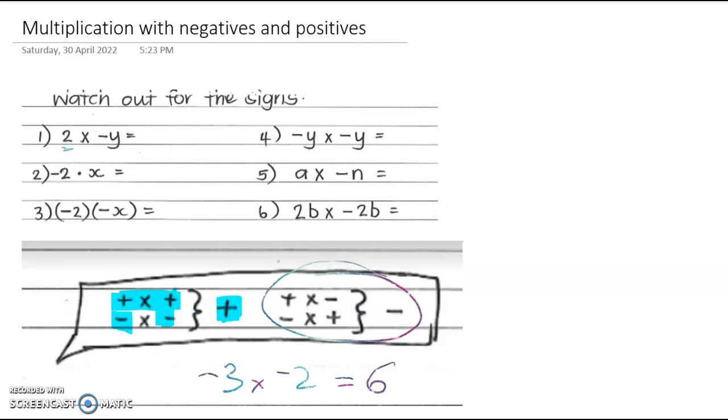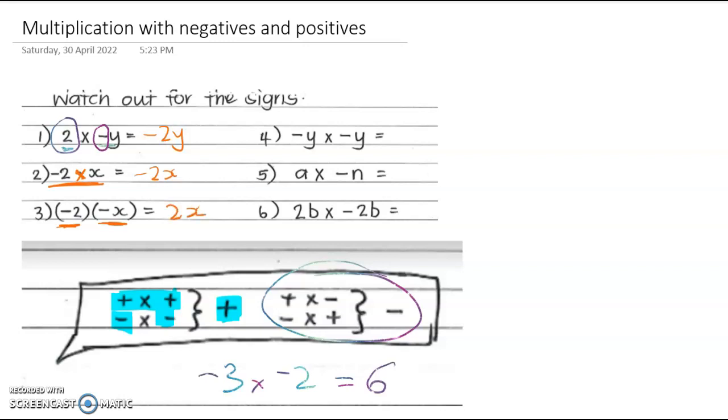So in here, we've got 2 times -y. So that means 2 times -1, which gives me -2y. Here, -2, now that dot is another way to write a times sign. So -2 times x is -2x. -2 times -x is going to give me positive 2x.